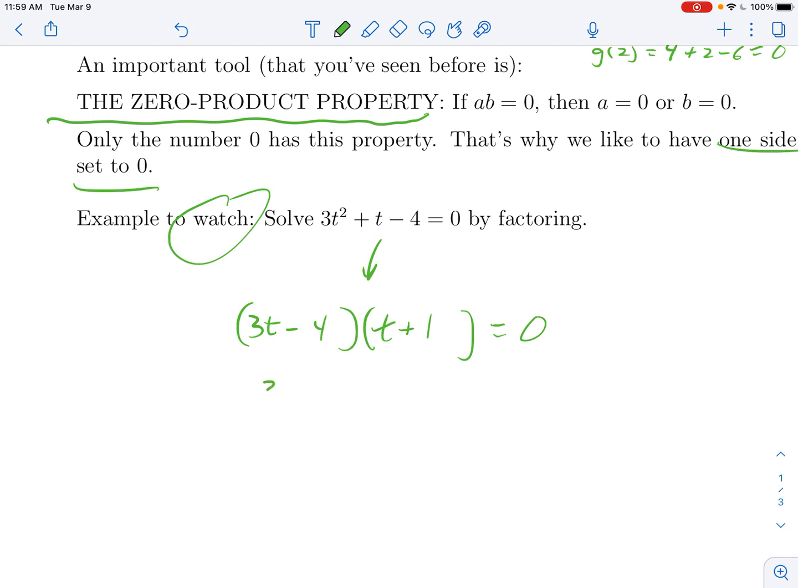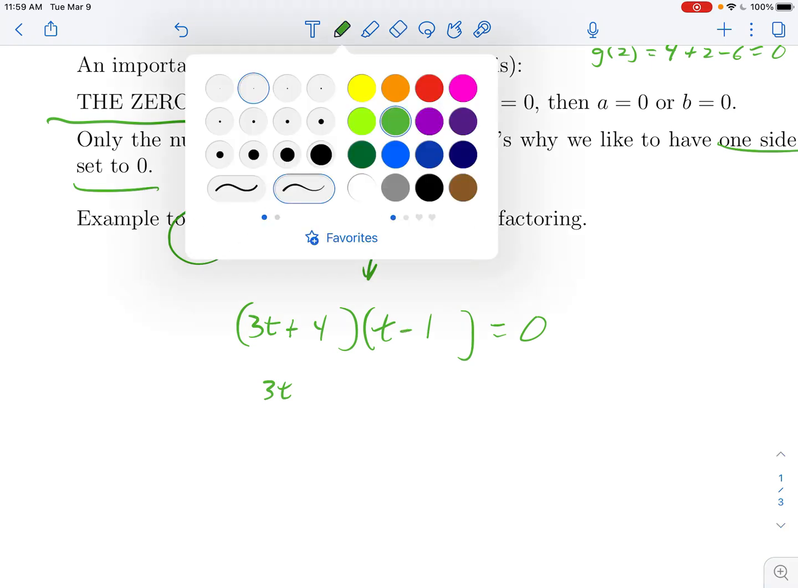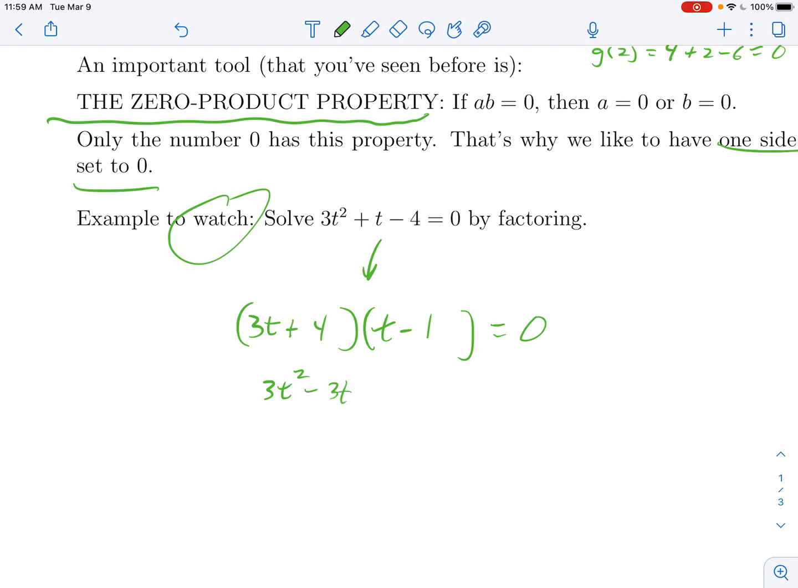So here, if we check by FOIL, we have 3t squared minus 3t plus 4t minus 4. The middle term there is t, that's what we want. So, you have to tinker around sometimes to find the right factorization.